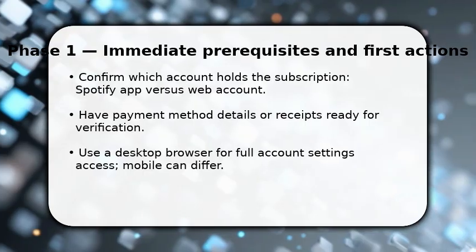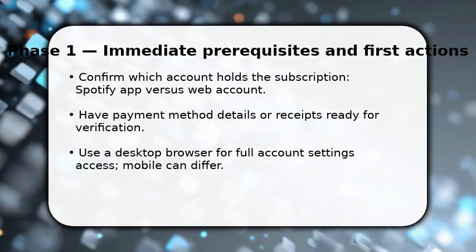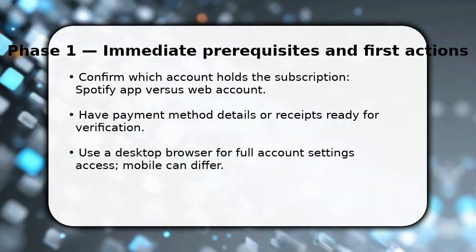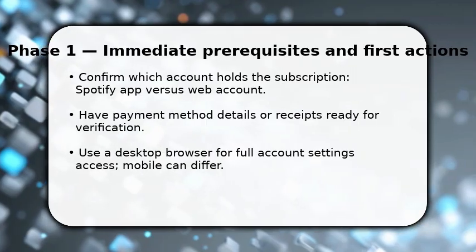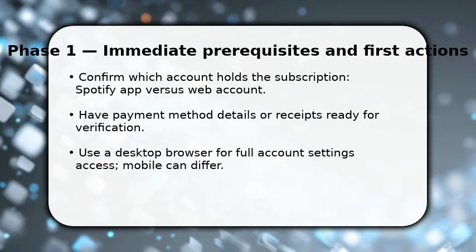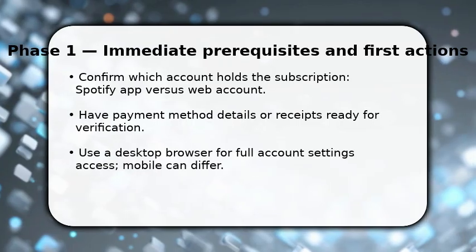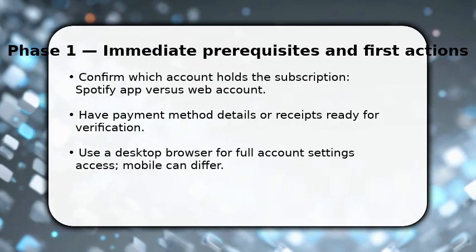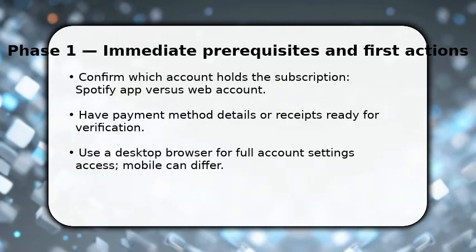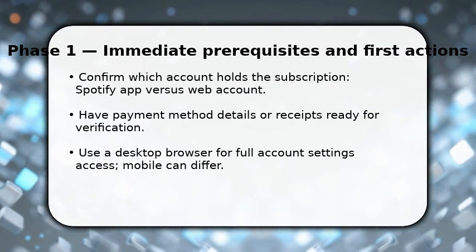You start by signing into the exact Spotify account that pays the subscription. Once done, check the account email and payment details so you can verify ownership. Make sure you're using a desktop browser for the clearest settings view, because mobile menus sometimes hide options. If you signed up through Apple, Google Play, or a third party, note that those services often control cancellation. So pause here and confirm where the charge appears before moving to account settings.